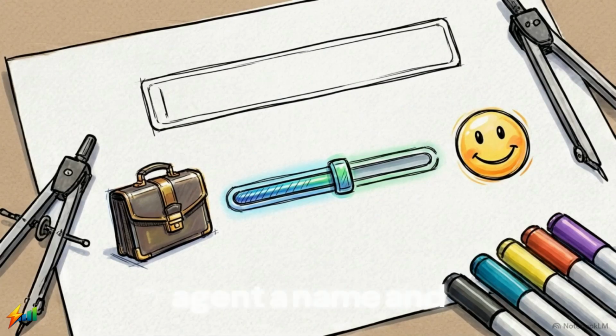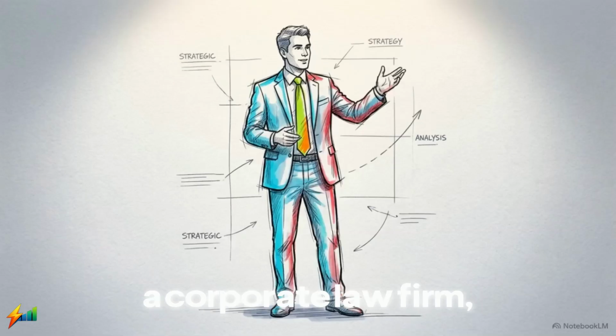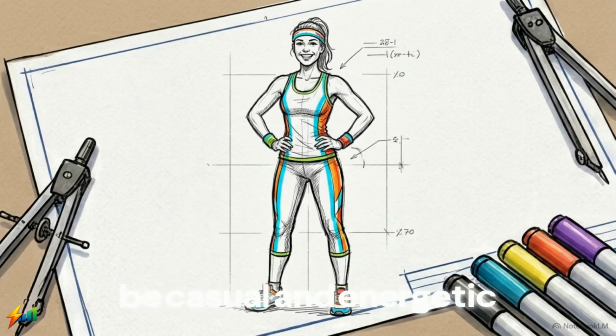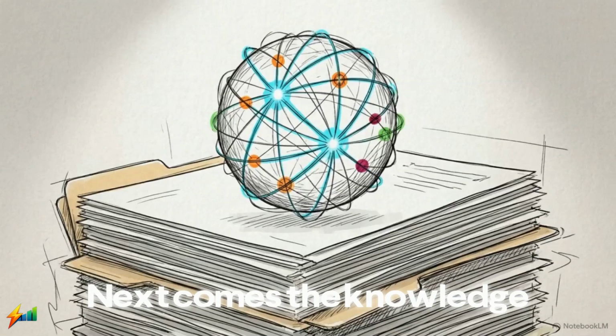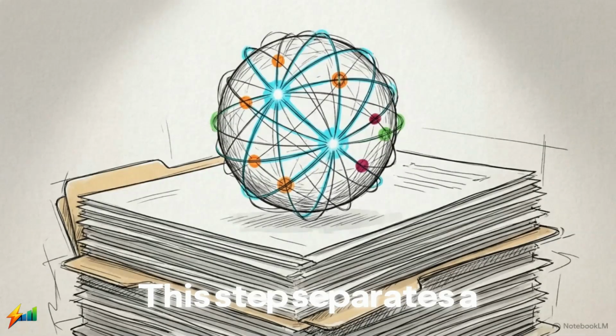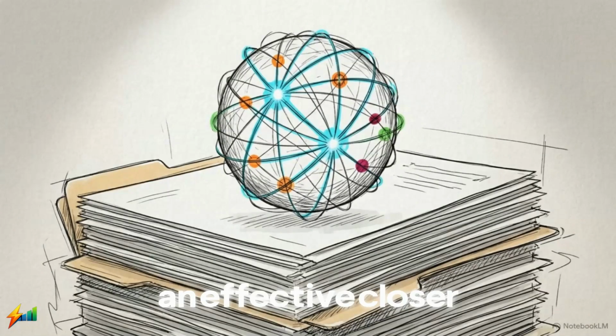First, you give the agent a name and select its conversational tone. If you are representing a corporate law firm, you select a professional voice. For a fitness coach, you adjust it to be casual and energetic. Next comes the knowledge base. This step separates a generic scripted chatbot from an effective closer.